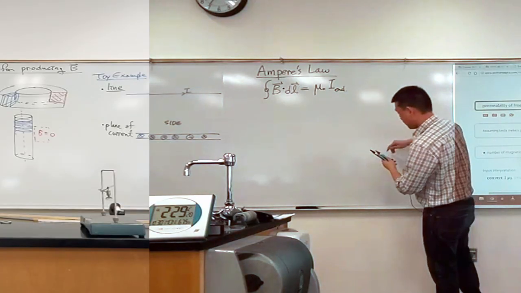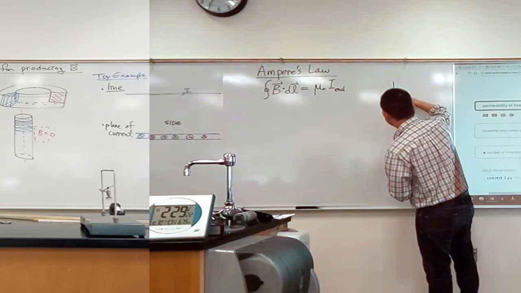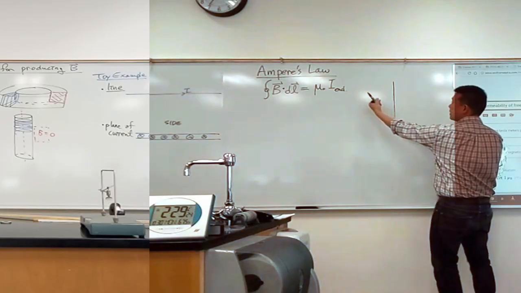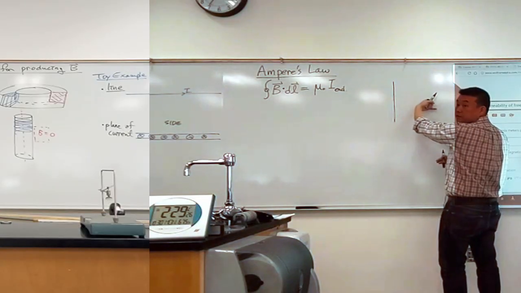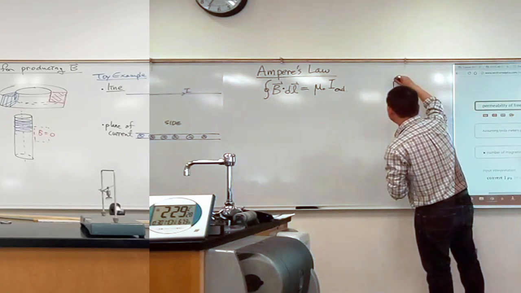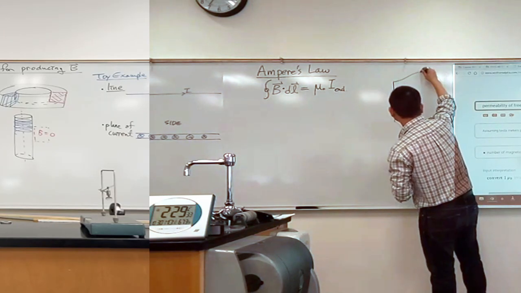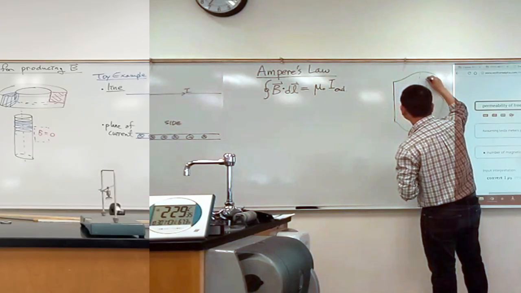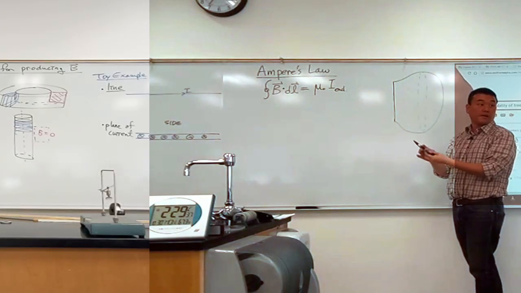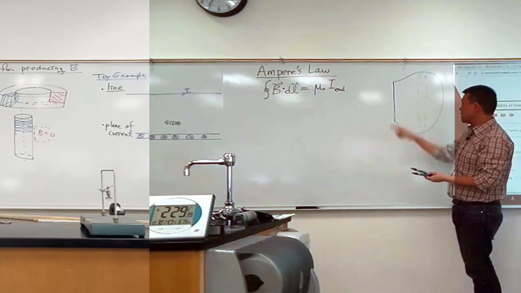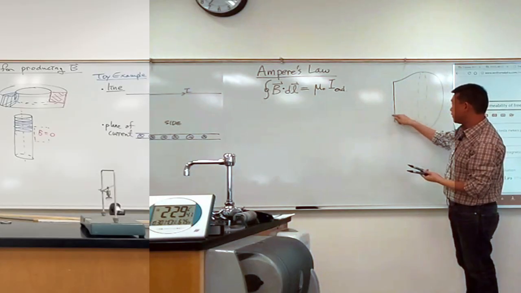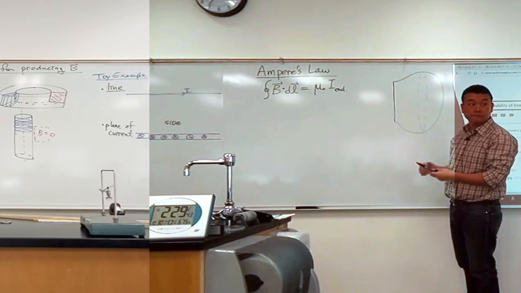But let me draw a slightly different picture. Imagine that circle, and I start pushing on that surface. So I stretch it out to make that circle look something like this. It's almost like a balloon. So is this surface still bounded by this same loop?